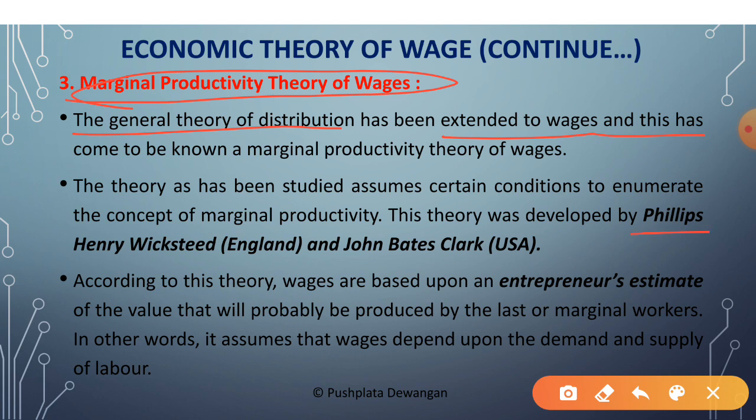This theory was developed by Philip Henry Wicksteed of England and John Bates Clark of the USA. According to this theory, wages are based upon the entrepreneur's estimate of the value that will probably be produced by the last or marginal worker. In other words, it assumes that wages depend upon the demand and supply of labor. As it is based on economics, this remains the best theory to explain the long run wage level of an economic system, as well as the understanding of short run wage determination within the firm.